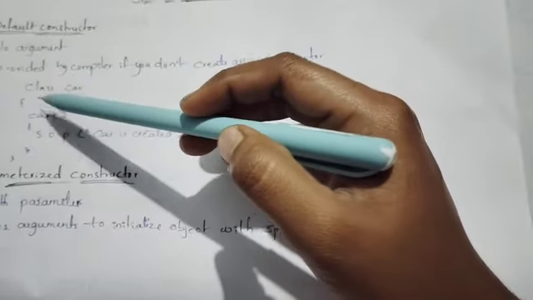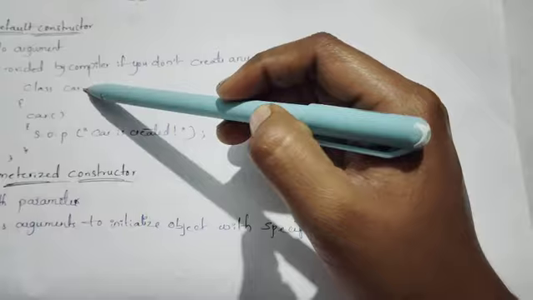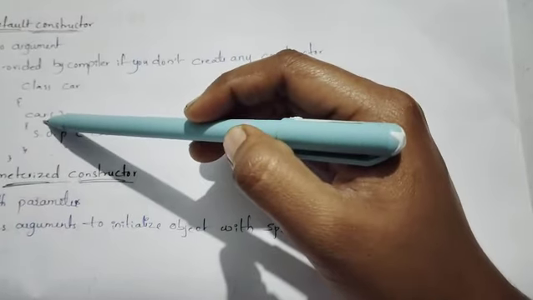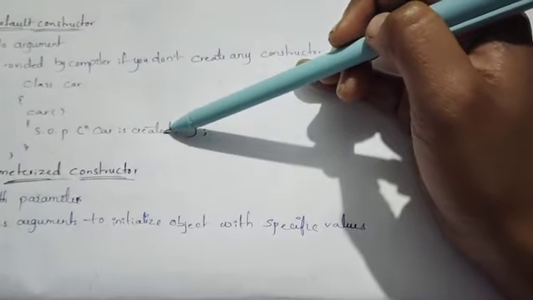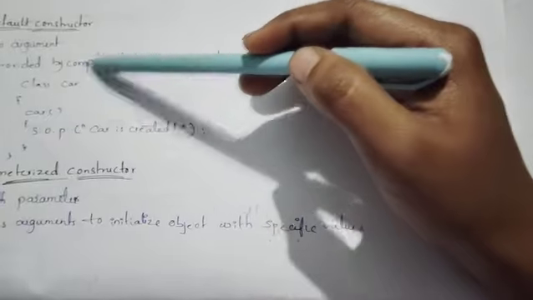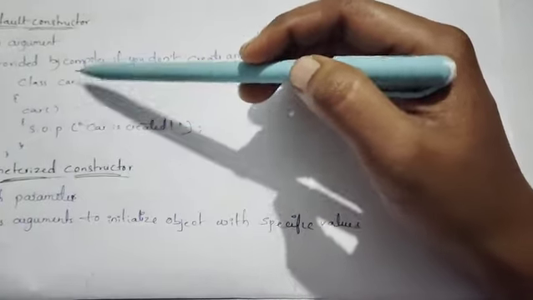This is an example of a default constructor. Here the class name is Car and the method name is Car. Here, "car is created" is the statement that will be printed when you create an object for this class.